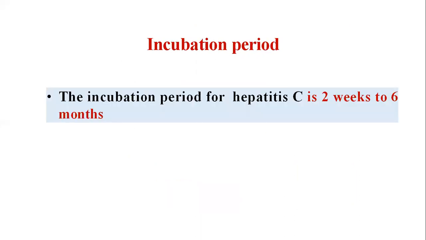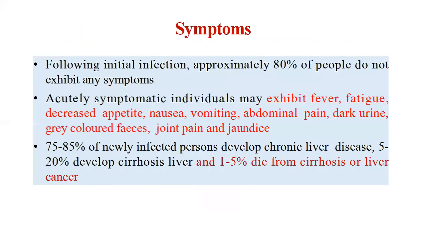Now what about the incubation period? The incubation period for hepatitis C is 2 weeks to 6 months. What are the symptoms? Mostly they are asymptomatic. But symptomatic individuals may exhibit fever, fatigue, decreased appetite, nausea, vomiting, abdominal pain, dark urine, gray-colored feces, joint pain, and jaundice.